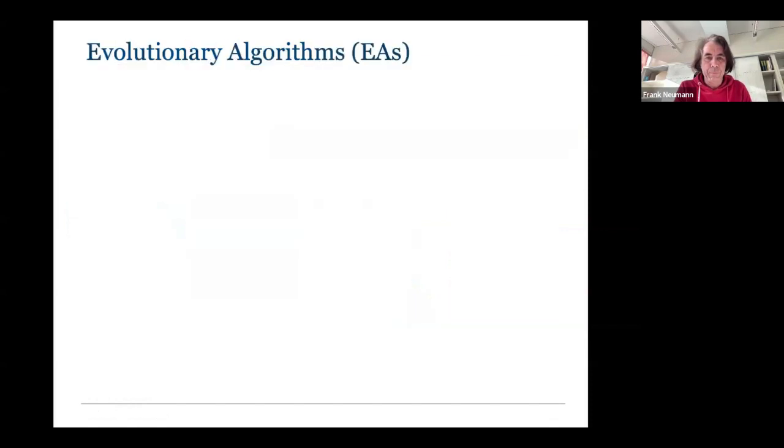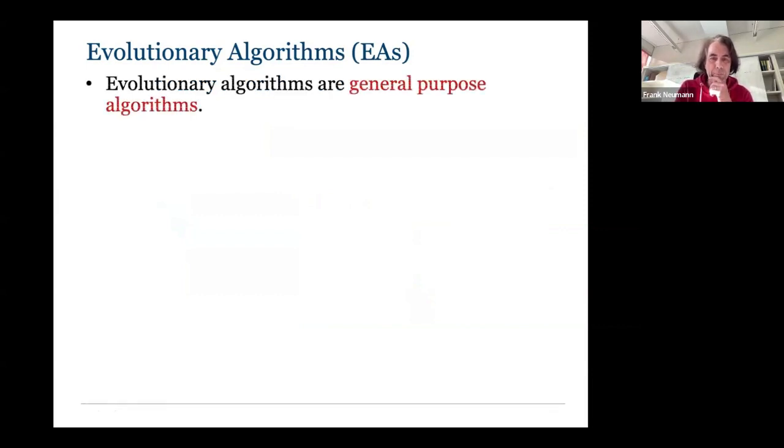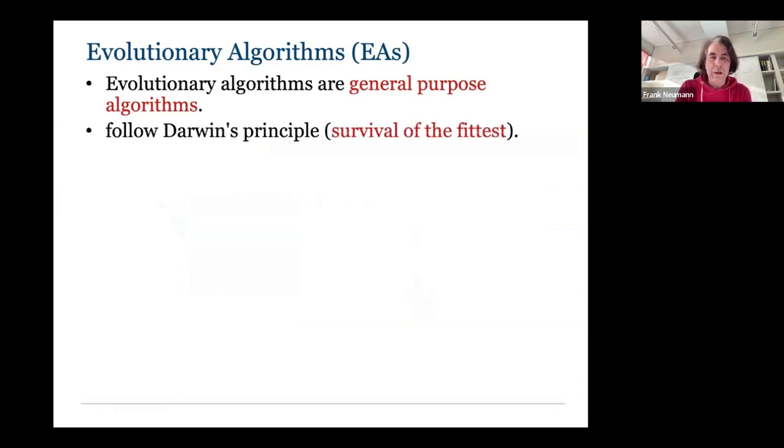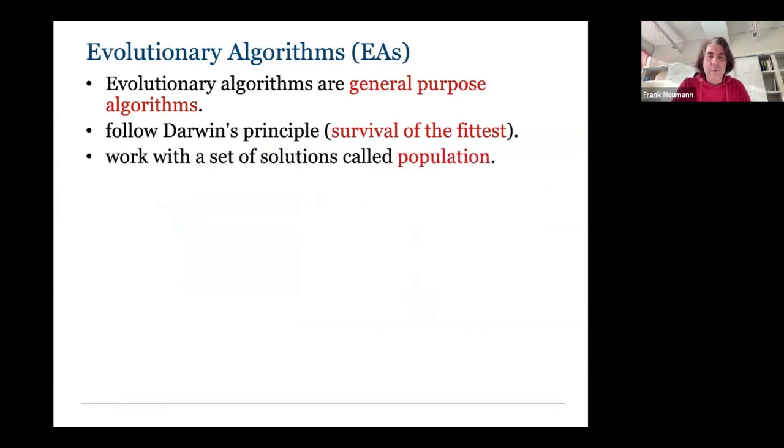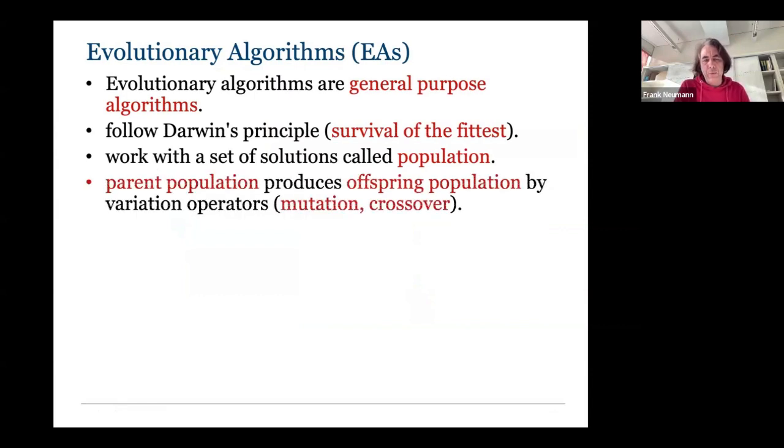All right, just so that we are on the same page, here's my basic evolutionary computation introductory slide. Evolutionary algorithms, we often consider them as general purpose algorithms. They follow Darwin's principle, survival of the fittest, and you work with a set of solutions called a population. You have a process where a parent population produces an offspring population by variation operators, usually mutation and crossover.